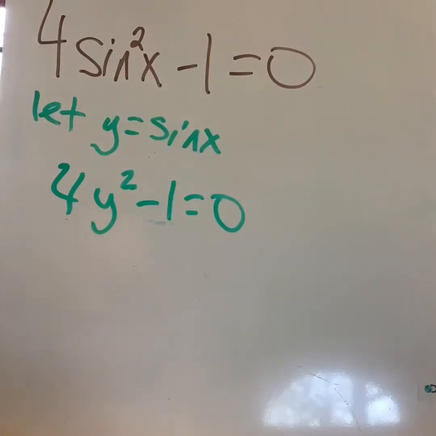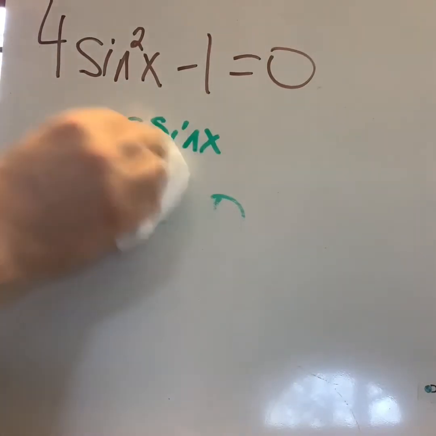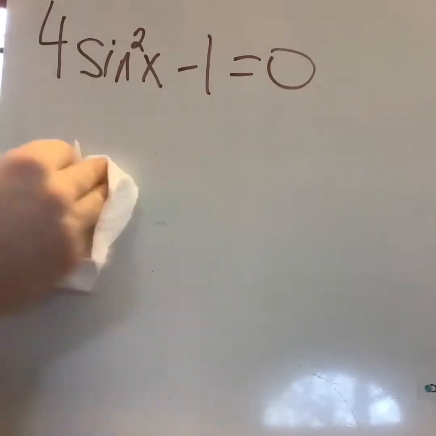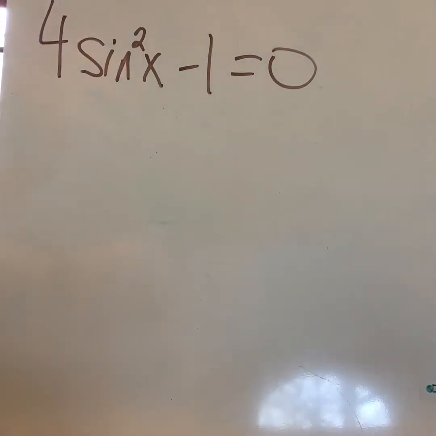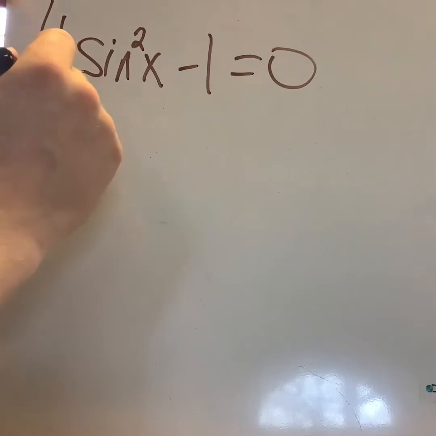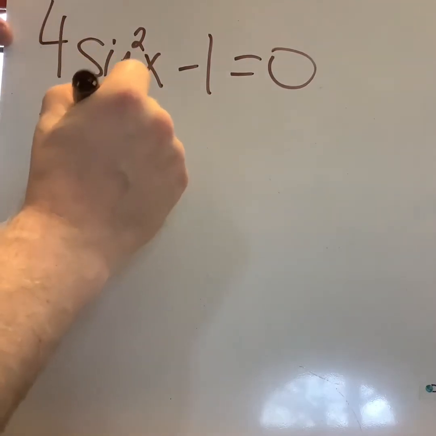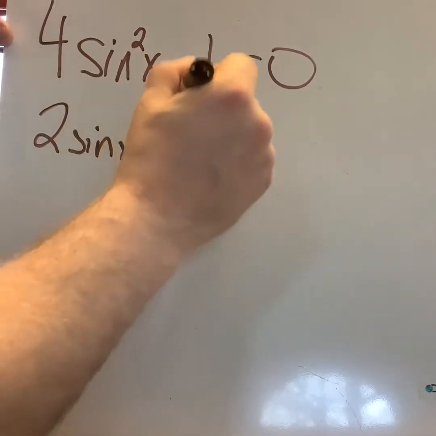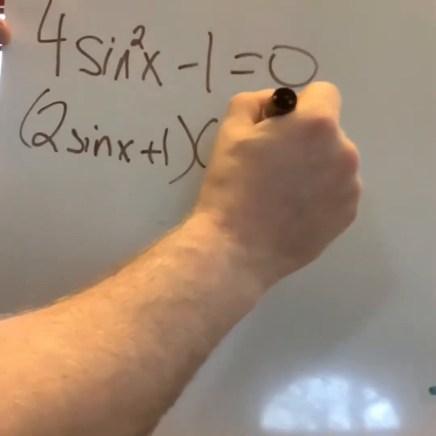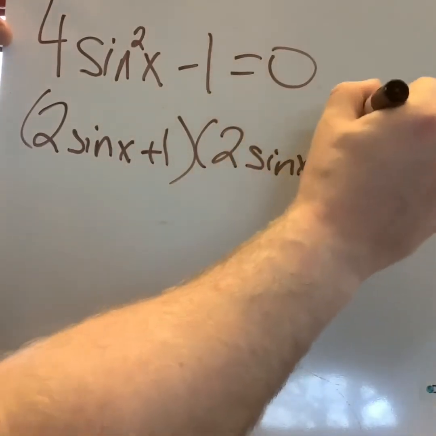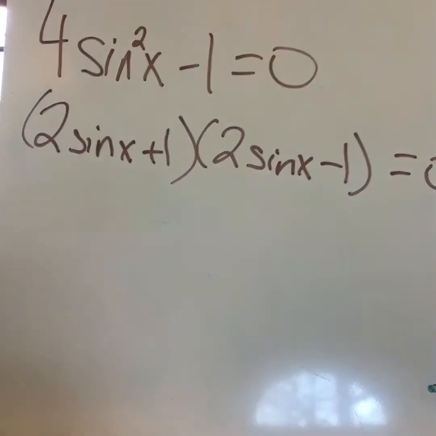Looks familiar, doesn't it? Yeah, we could solve that the same way that we just did. But I'm just going to show it to you without substituting in, since we just did it with substitution. In this case, you can do DOTS here, and it will become 2 sine x plus 1 times 2 sine x minus 1. That's still equal to 0.